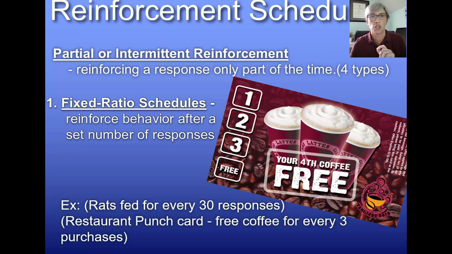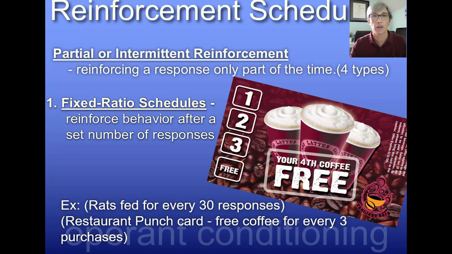So a fixed ratio is a set number. Ratio is a number of responses and we get the desired reward. So you buy your 4th coffee and you get it free. That is a set number of coffees you got to buy before you get that free drink.